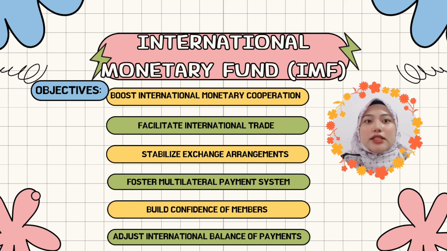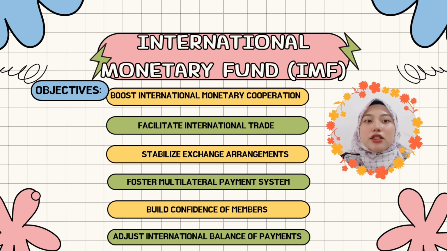Another goal is to foster a multilateral payment system, meaning a system where payments can be made freely and easily between countries without restrictions. The IMF also strives to build confidence among its members by making its financial resources temporarily available to them, under adequate safeguards, to help correct balance of payments problems.